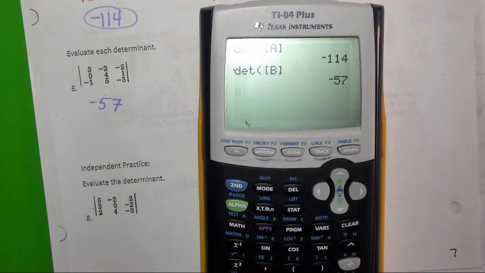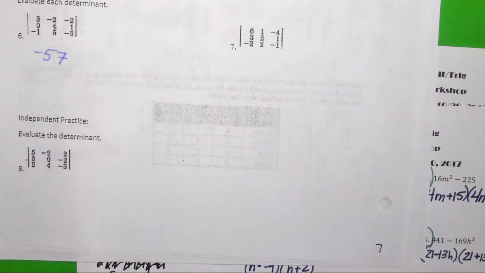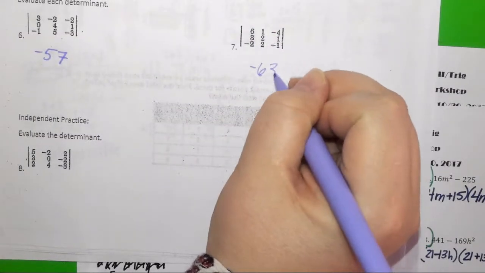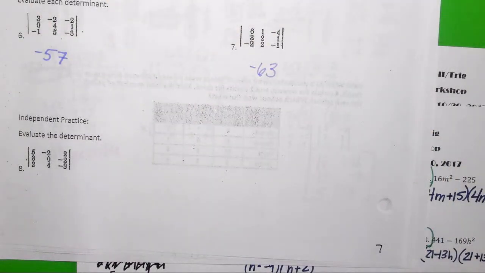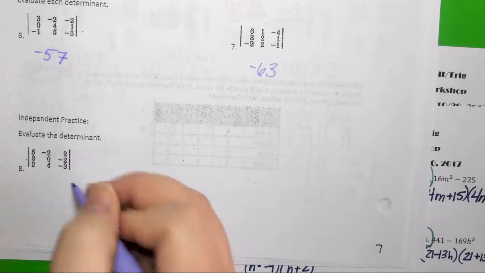Okay, well then here's the chance to get some more points. I need the answer to 7 and 8. You get a point. Number 7 is negative 63. 8 is indeed 54, and you get a point.